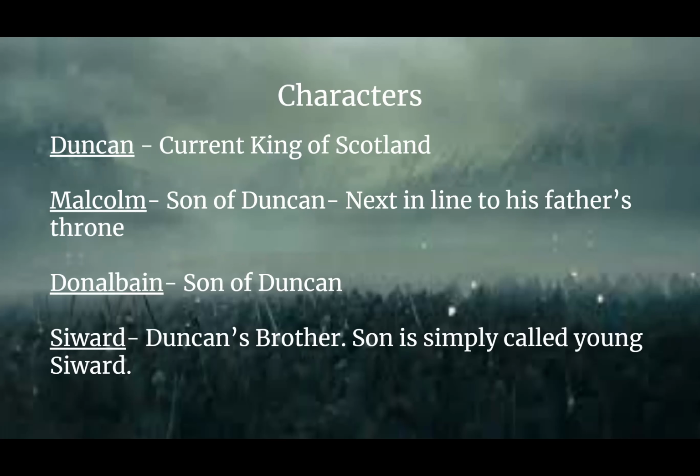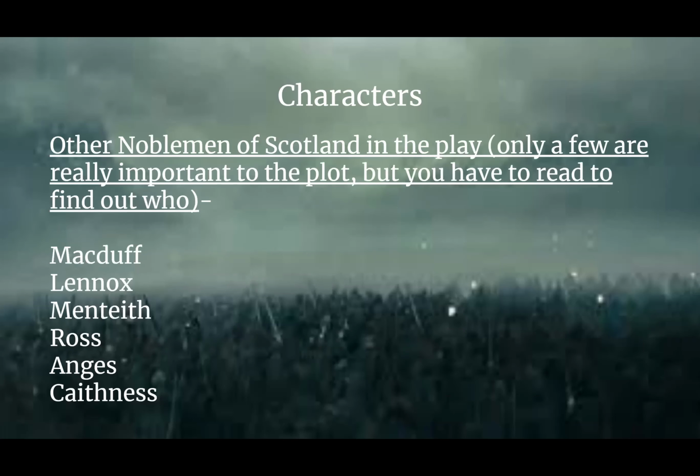So you're kind of already seeing the conflict, right? Duncan has two successors that can take over. He also has a brother, Siward. So he has a lot of people that can take his place if something happens to him. So this prediction of Macbeth becoming king already has a lot of conflicts when it happens.